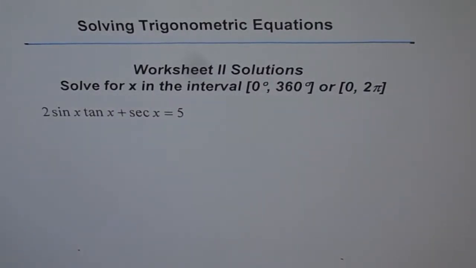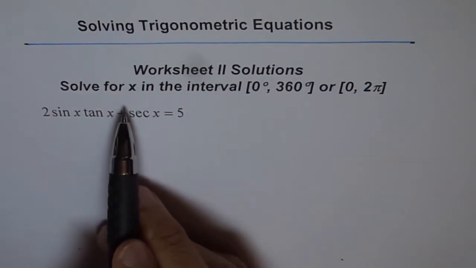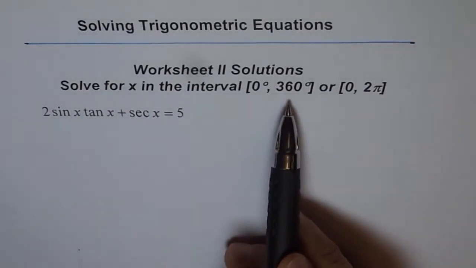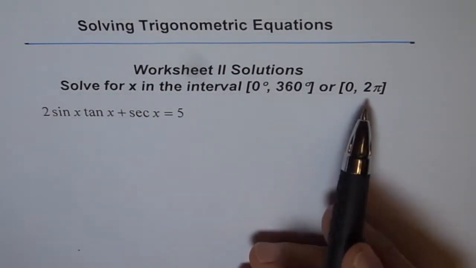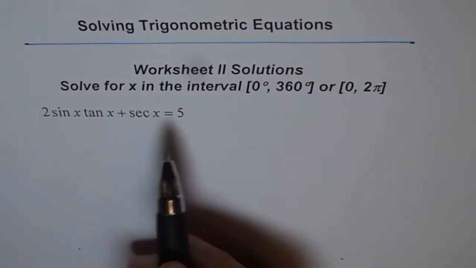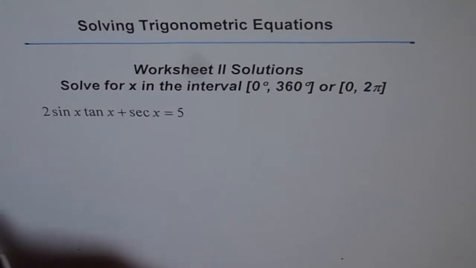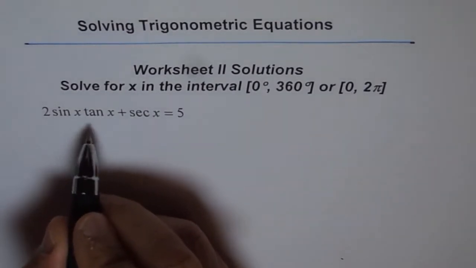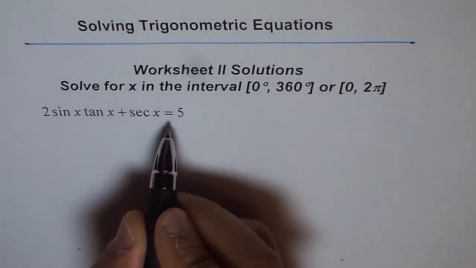Solving trigonometric equations, worksheet 2 solutions. Solve for x in the interval 0 degrees to 360 degrees or 0 to 2 pi. So this is question number 5 from our worksheet 2. So let's solve it. It is 2 sin x tan x plus secant x equals 5.